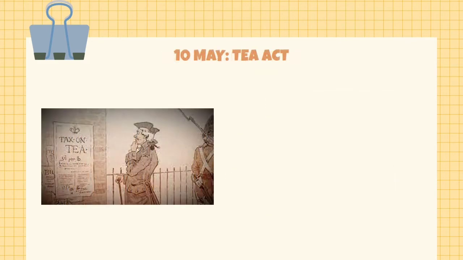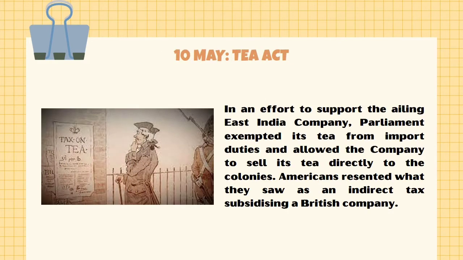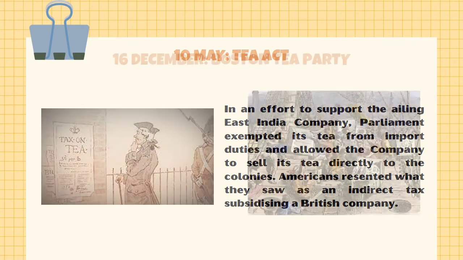In May 10, the Tea Act. In an effort to save the troubled enterprise, the British Parliament passed the Tea Act in 1773. The act granted the company the right to ship its tea directly to the colonies without first landing it in England, and to commission agents who would have the sole right to sell tea in the colonies.